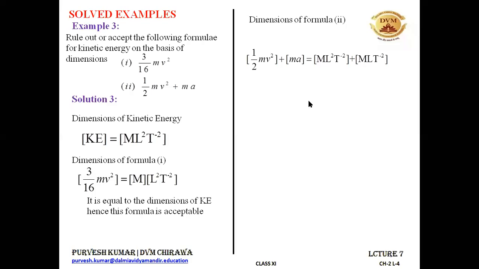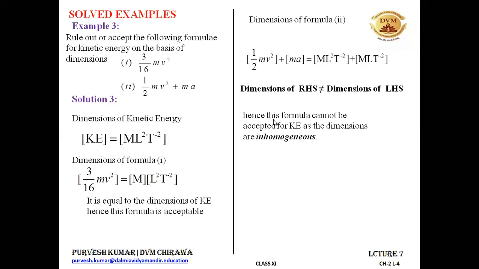So we can write it like this: the dimensions of RHS are not equal to the dimensions of LHS. They are not equal in this case, and hence we cannot accept the second formula. So the formula cannot be accepted for kinetic energy, as the dimensions are inhomogeneous. The principle of homogeneity is violated over here. That's why we cannot accept the second formula.